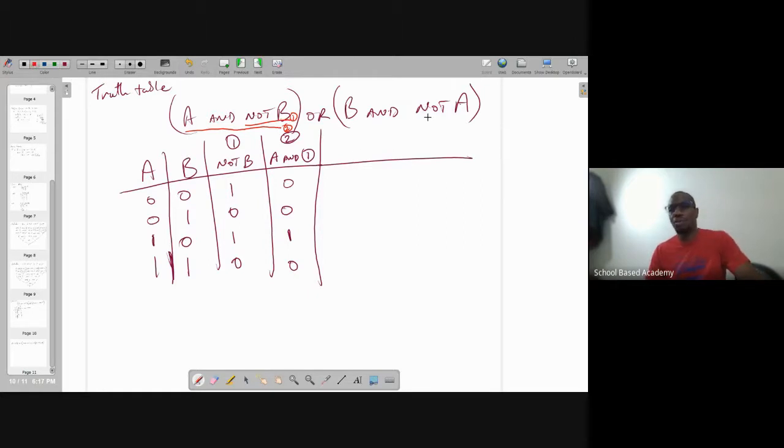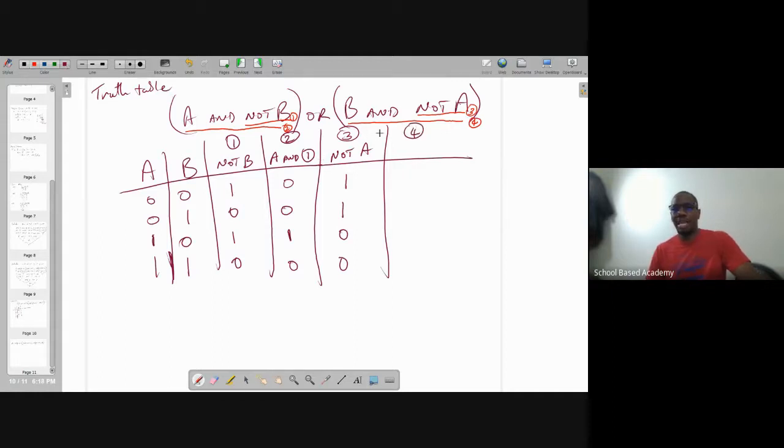So we're going to do not A. So this is the third thing that we're going to do. So this is 3. And 3 is represented by not A. All right, so we take what's in the A column and we invert it. So we end up with 1, 1, 0, 0. And then we have to take the rest of the expression, B and not A, and we're going to put it in this column.